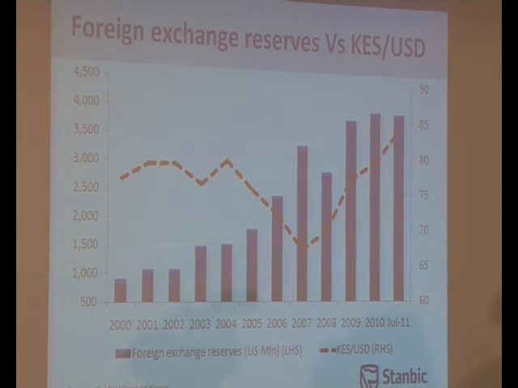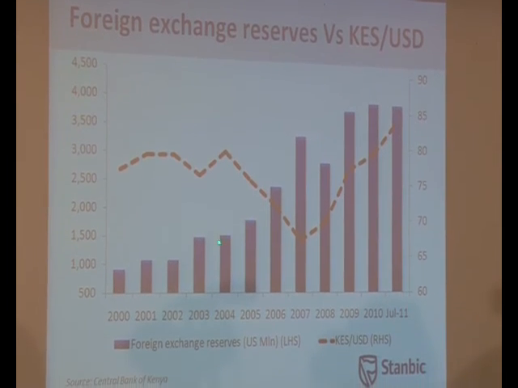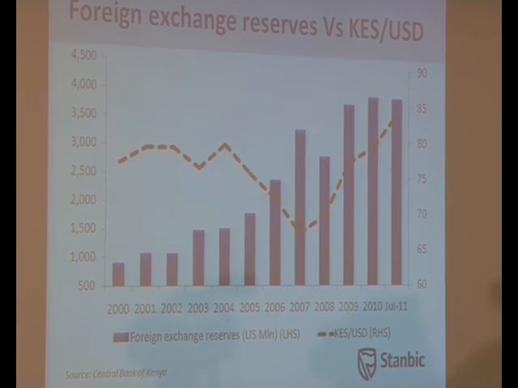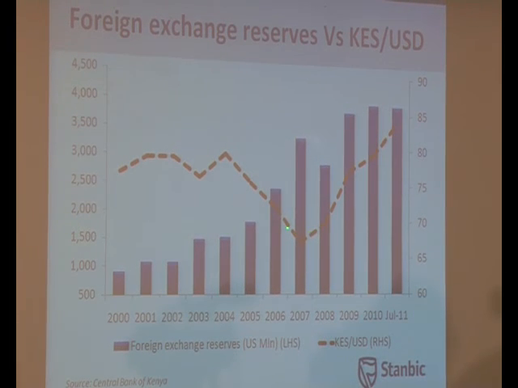Again, if you look at our foreign exchange reserves, they have been increasing very nicely here. You can see that again in 2004 right up until 2007, as our reserves went up, the shilling appreciated or strengthened in value, which is very good. But after 2007, again, this correlation is completely broken.